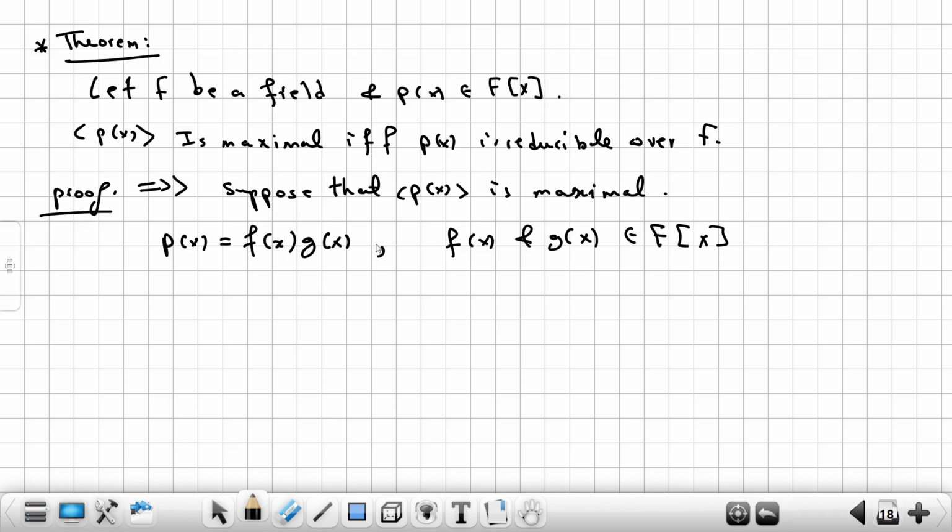Now, f of x times g of x, this product is equal to p of x, which belongs to the ideal generated by p of x, and we know that every maximal ideal is a prime ideal. So a product of two elements belonging to a prime ideal implies that at least one of them does. We suppose, without loss of generality, that f of x belongs to what? To the ideal generated by p of x.